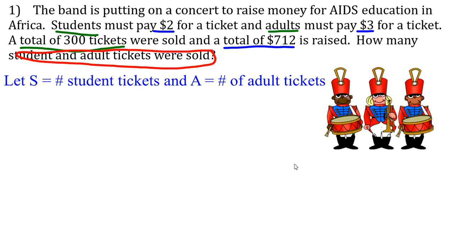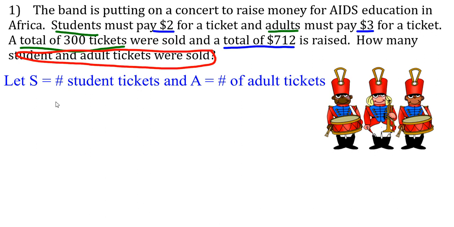Now we should be able to start writing the equations that we were discussing with these variables. We said one equation has to represent the total money raised, the dollar amount. So we know we have to have something equal to $712. Well, where is that coming from? $2 for students and $3 for adults. So 2S plus 3A equals 712.